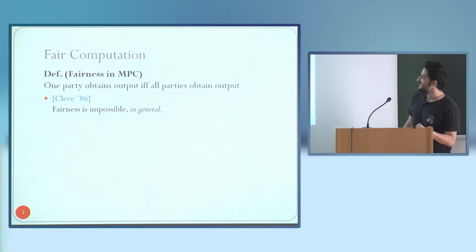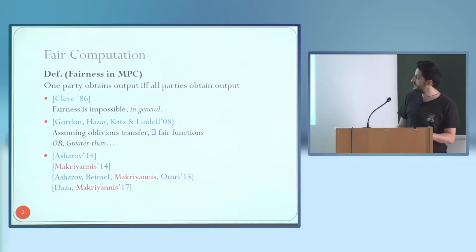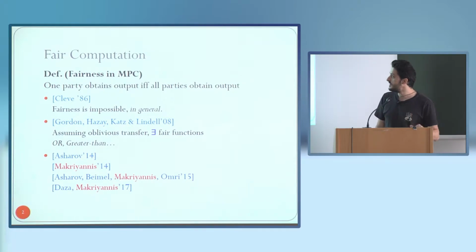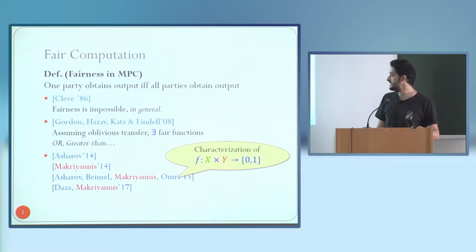okay, so in a breakthrough result, Gordon, Hazay, Katz, and Lindell showed that assuming oblivious transfer, there actually exist functions that can be computed fairly. Examples include the OR function, the greater than function, and many more. So this was followed by a sequence of works trying to explore the landscape of fair computation. And one of the highlights was a complete characterization of every Boolean two-party function.